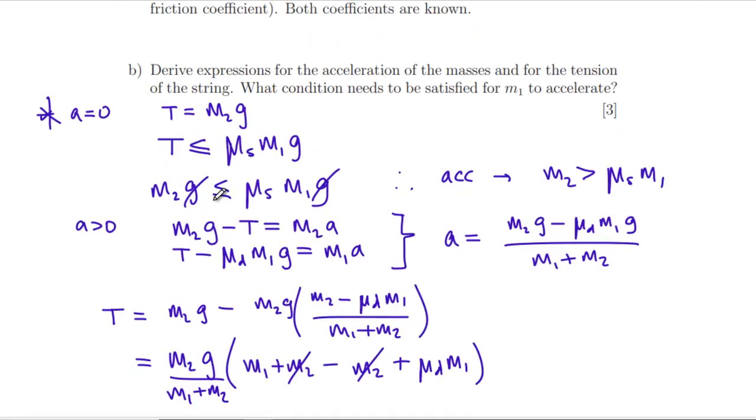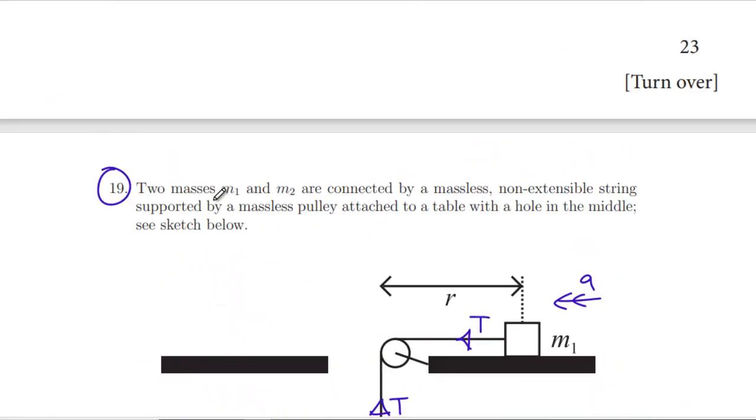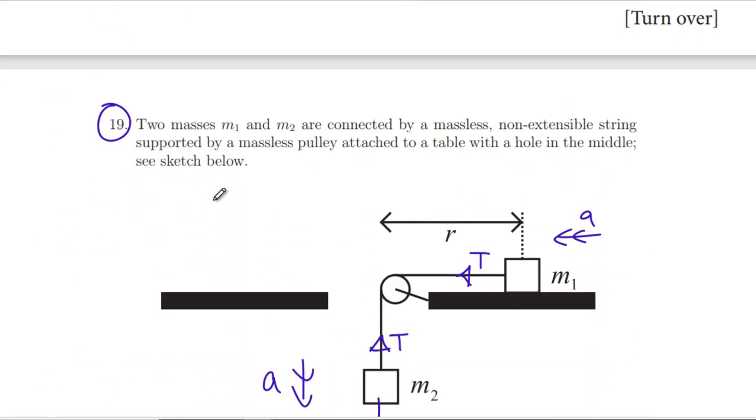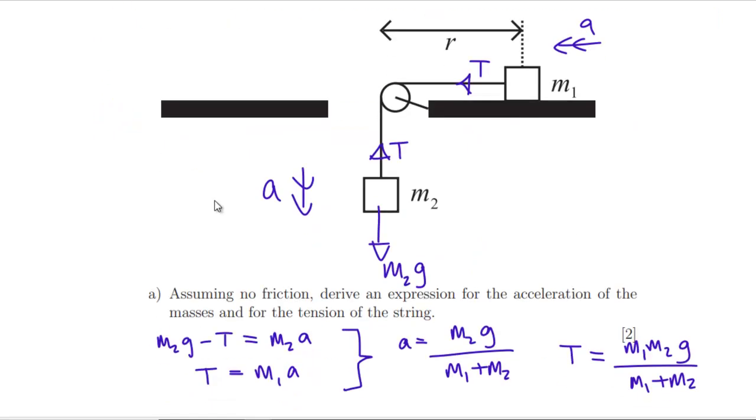Right, let's go back and remind ourselves. It's going through the center of the table. Isn't that where it's hanging down? Yeah, the hole in the middle. Right, so we're rotating about this mass hanging down.